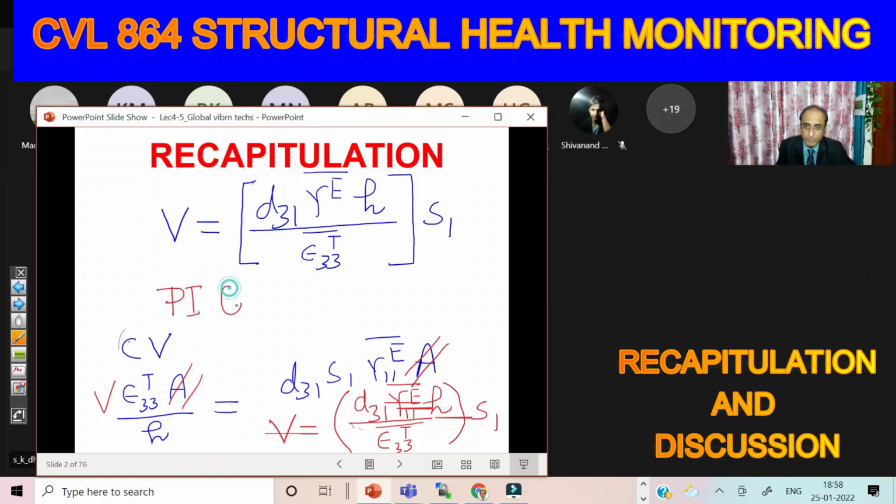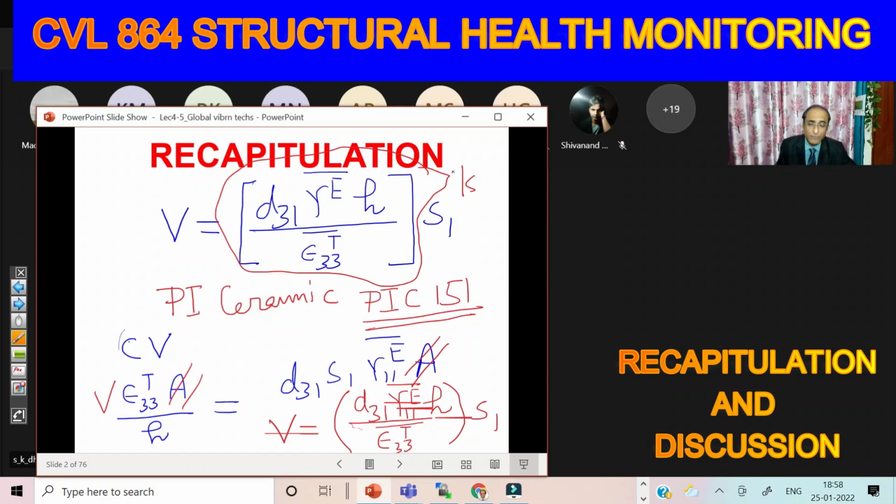I have given you that if you round off, the value comes out to be 200 millivolts per microstrain. If the strain is 1 microstrain, that is 10 power minus 6, this will generate 0.2 volts. So you have to calculate the exact value. Find out the values of these parameters from the site of PI Ceramic, and then you can calculate the exact conversion factor K.